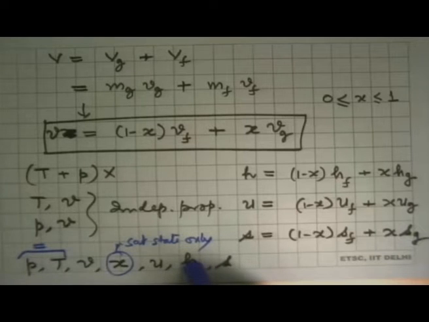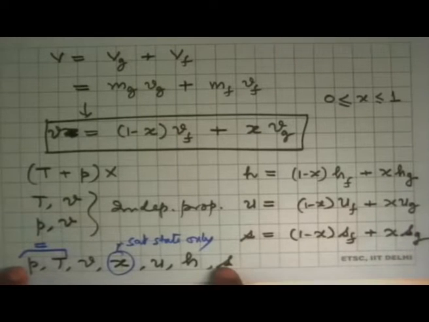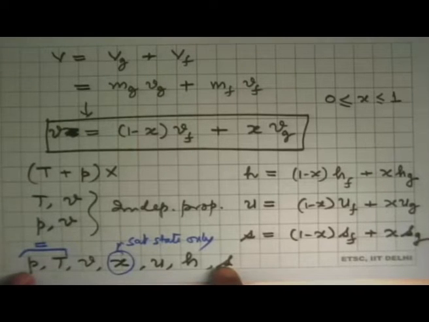We can go back to the property tables and get all the other values: pressure, temperature, specific volume, specific entropy. If P and S are given, same thing. There are two independent properties. The state is completely defined. We can calculate all the other properties.